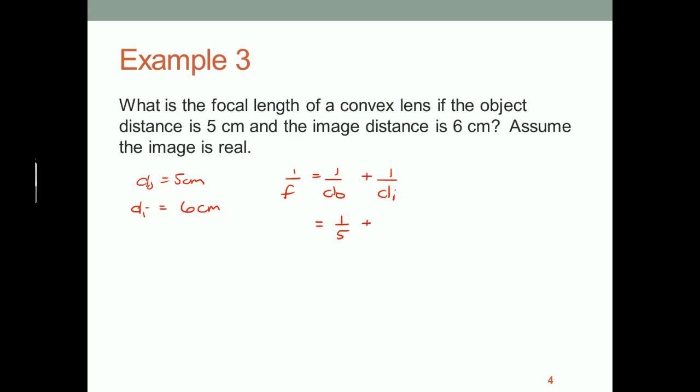So that's 1/5 plus 1/6. If you put that into a calculator, you get 0.367. Units currently are 1 over centimeters. To find the focal length, I have to invert this, and that gives an answer of 2.73 centimeters.